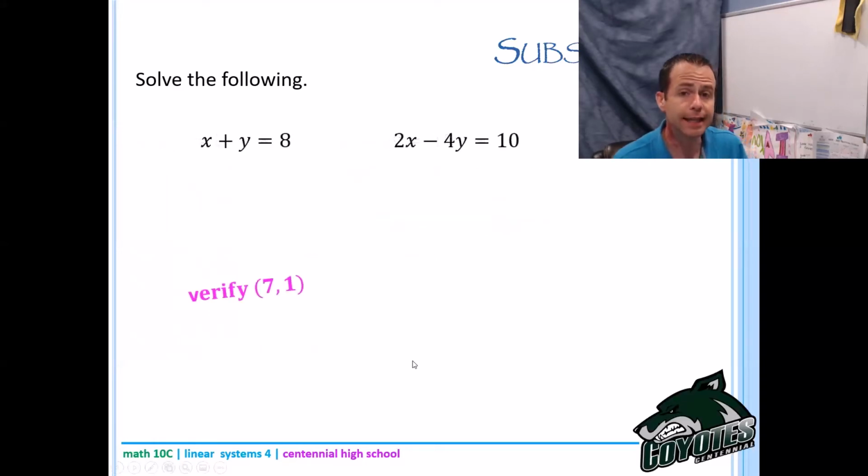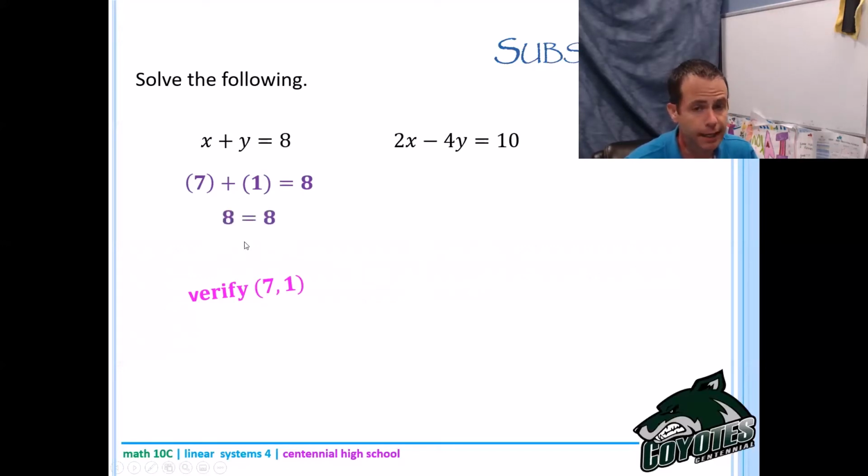Okay, let's take that same system and we're just gonna verify the 7 comma 1. So remember, when we verify, we're gonna plug in the value for x and the value for y and see if we get a true statement. So I plugged in 7, I plugged in 1, 7 plus 1 is 8, so I've got 8 equals 8, which is awesome, that works.